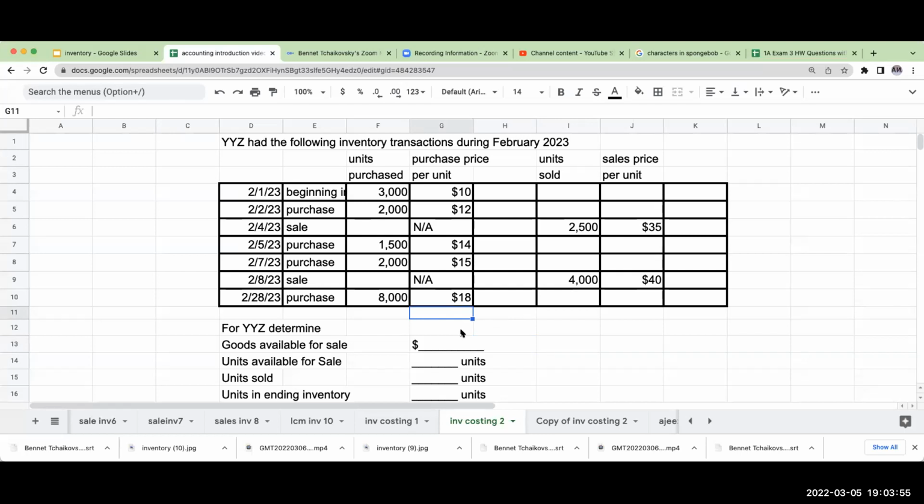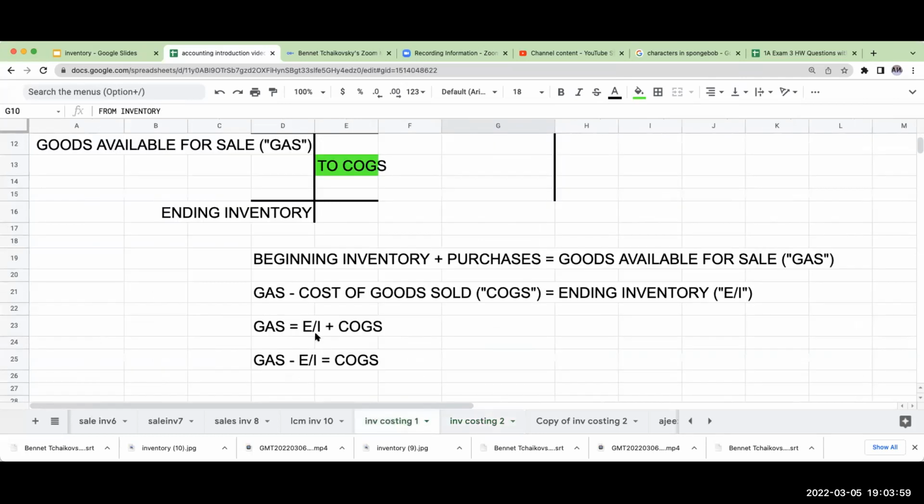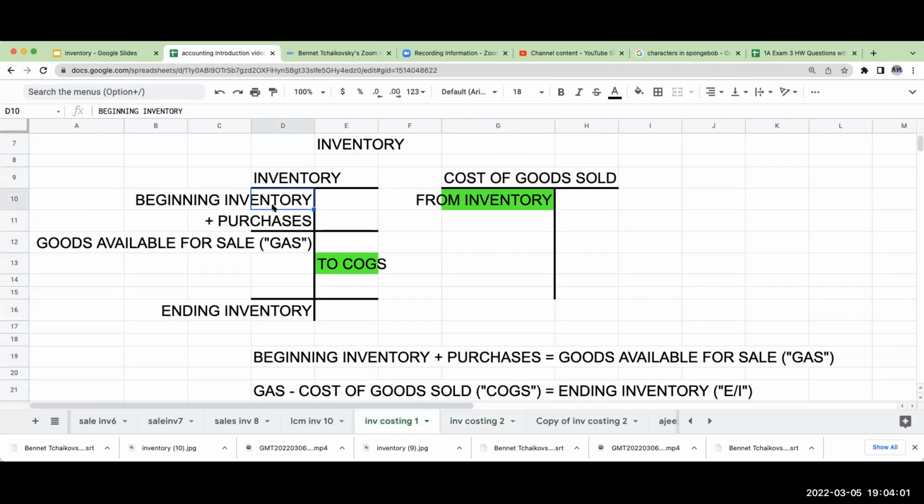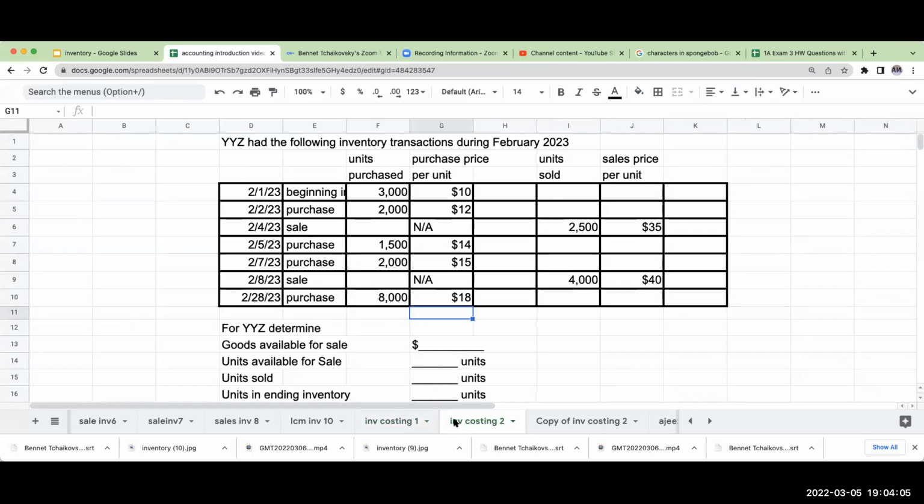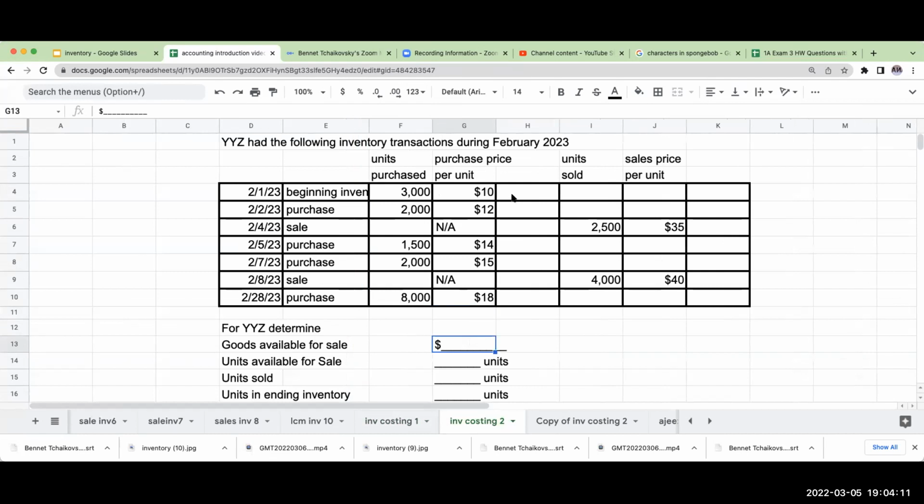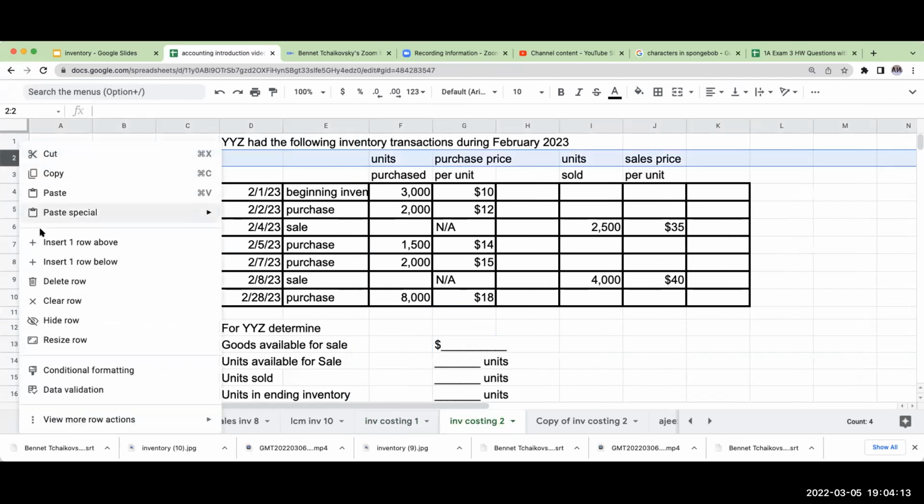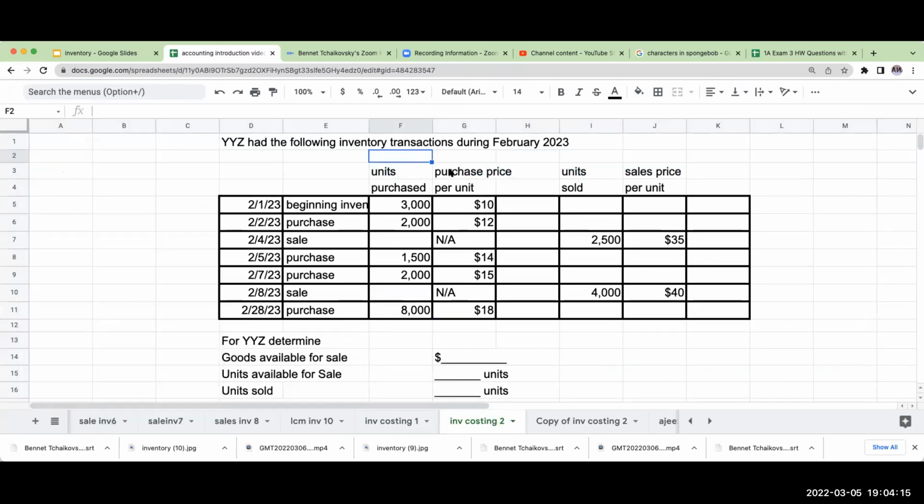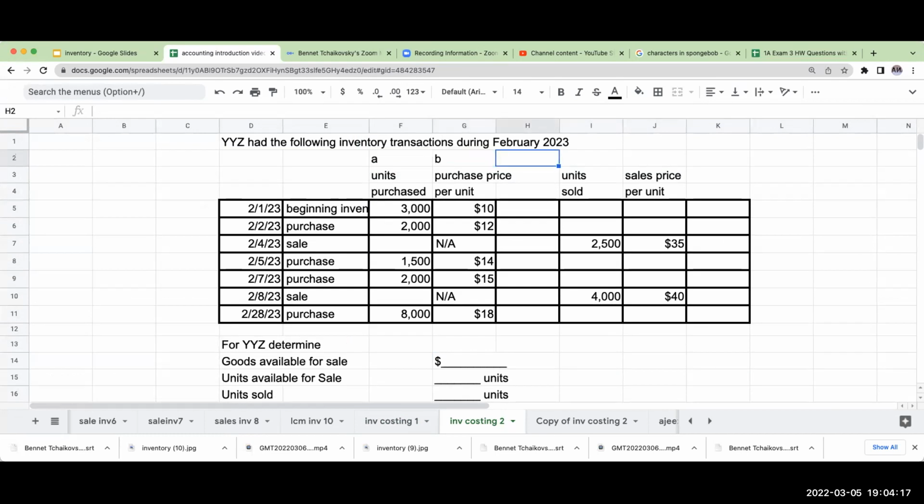The first thing I need to do is to figure out what are my goods available for sale. It's my beginning inventory plus my purchases. This is going to give me my goods available for sale. Now, we're talking about this in a dollar amount. So to figure out my goods available for sale, I'm going to take my units purchased and multiply it by my purchase price per unit.